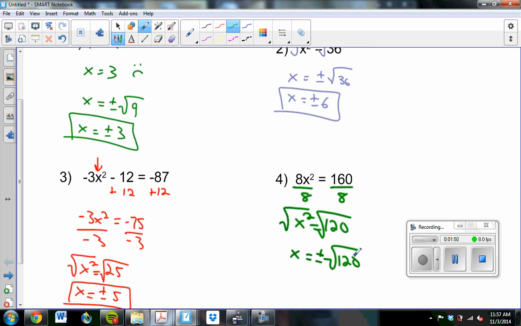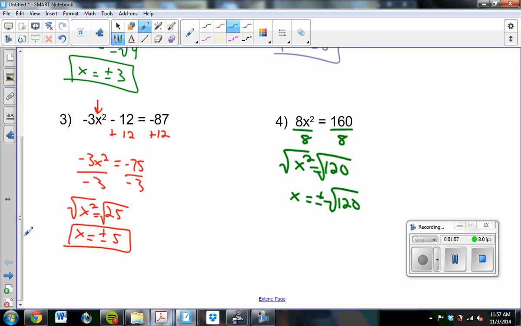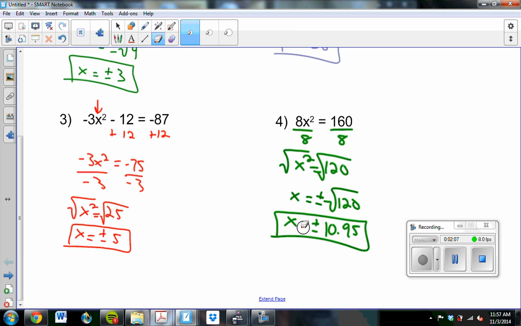120 isn't a perfect square. So I grab my calculator, I do the square root of 120. It tells me 10.954455115. I'm just going to go plus or minus 10.95. Nearest hundredth is fine. I shouldn't say those are equal. I should actually say those are about equal, because I'm rounding just a little bit.